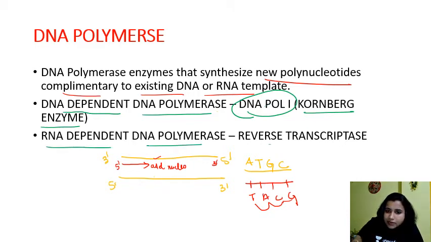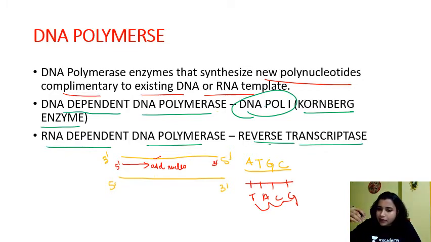RNA-dependent DNA polymerase is known as reverse transcriptase. If we talk about DNA polymerase, there are mainly DNA polymerase 1, 2 and 3. Many types of DNA polymerases are there, but DNA polymerase 3 is most important for application. And DNA polymerase 1 is known as Kornberg enzyme because it was discovered by the scientist Kornberg.